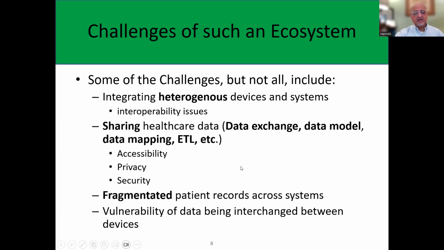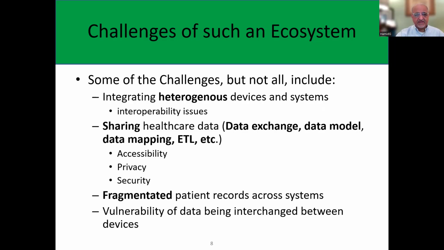Challenges that come with it: certainly heterogeneity of the devices, which causes interoperability issues. Sharing of this diverse data, how that data is being shared across these heterogeneous devices. The data exchange, the data model. The data model could be completely different from one center to another center. Accessibility, how to use the ETL, the privacy, the security. These are all challenges that face us when we are creating this heterogeneous data.